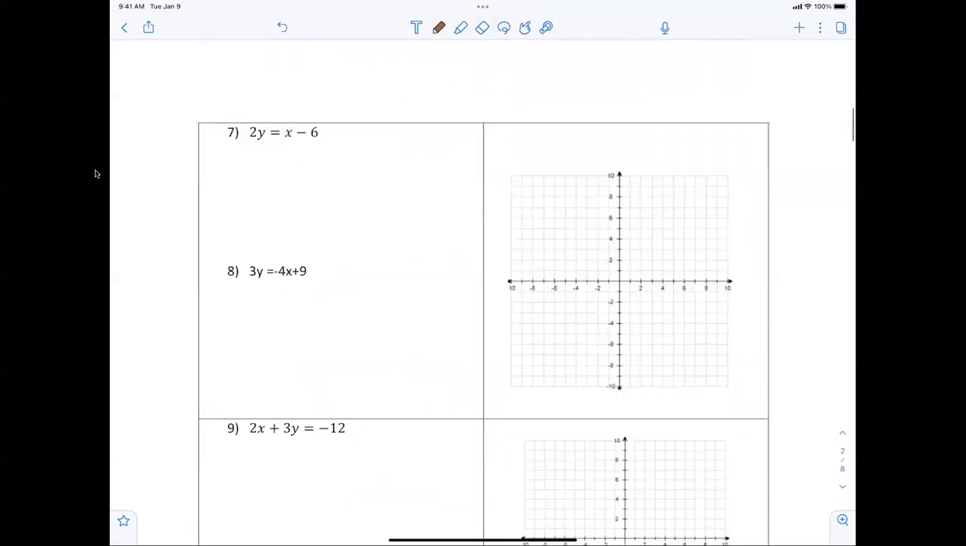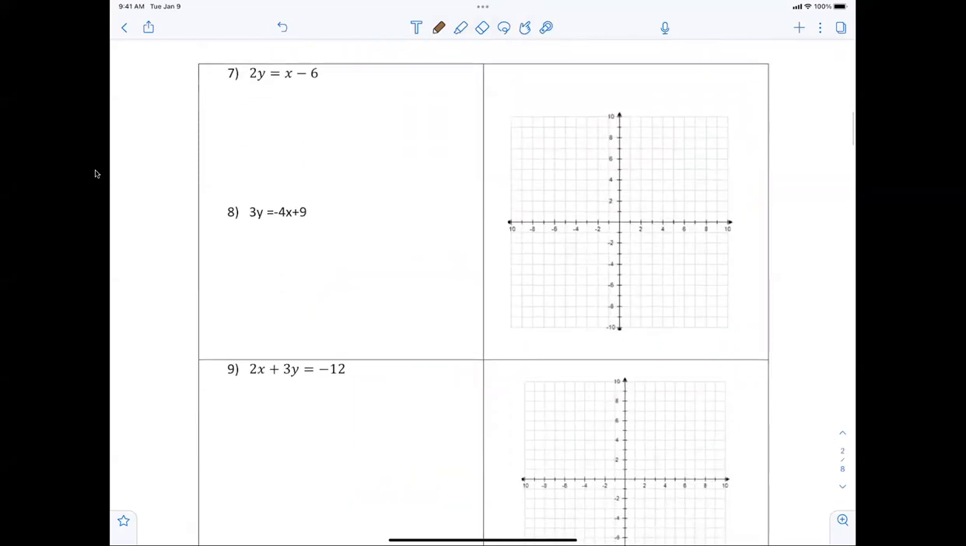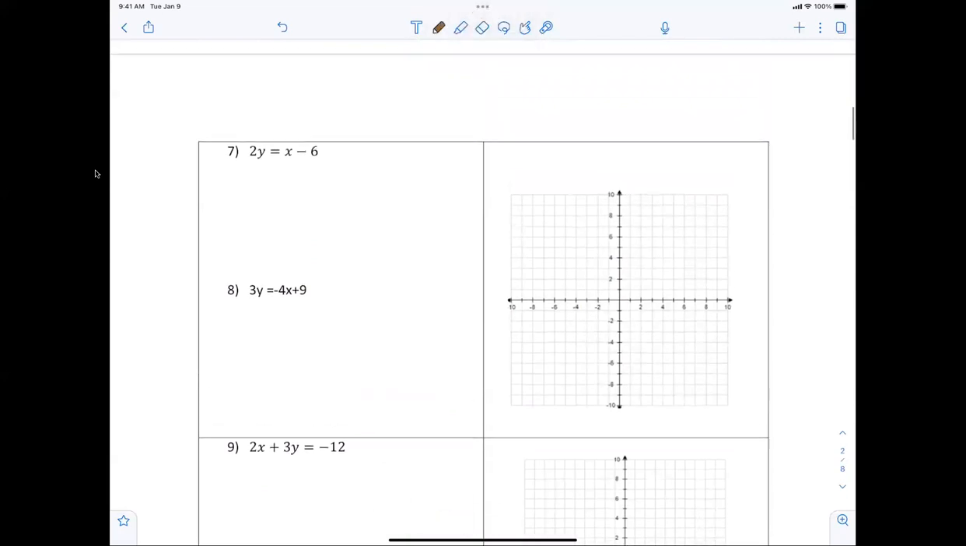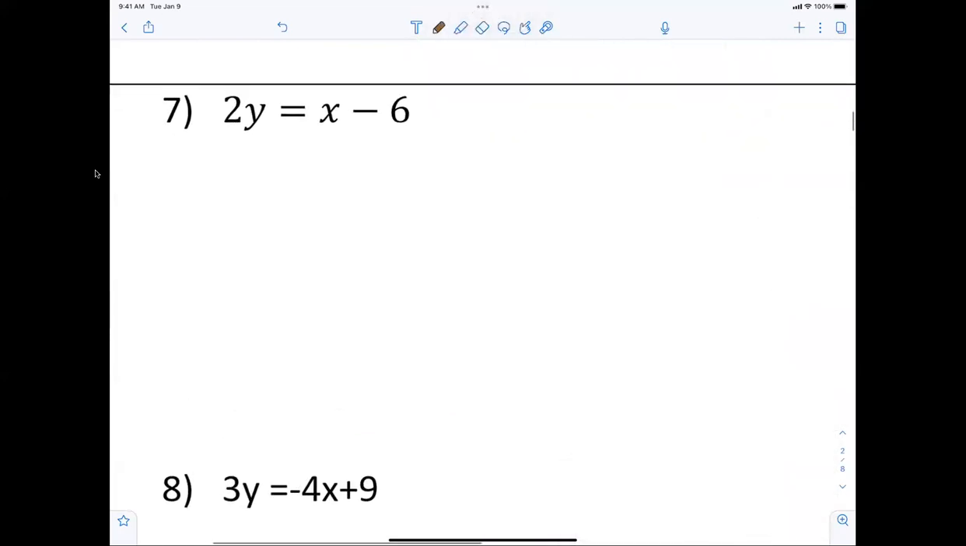All right, now flip the page, please. Everybody's looking at number 7. Now, someone please tell me what's the problem. Y isn't isolated. So instead of it being y, it's 2y. So what do you think I have to do? Yes, you divide everything by 2. Now I'm going to do it, but you don't have to.